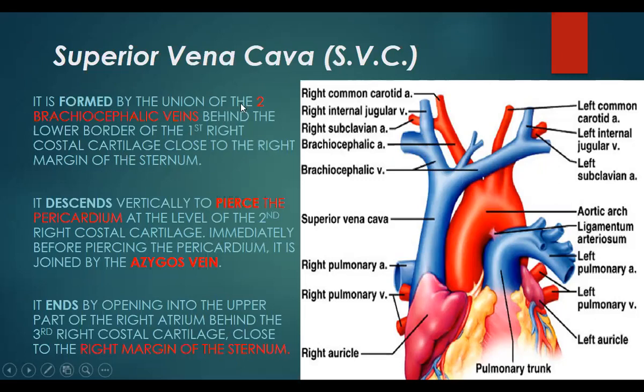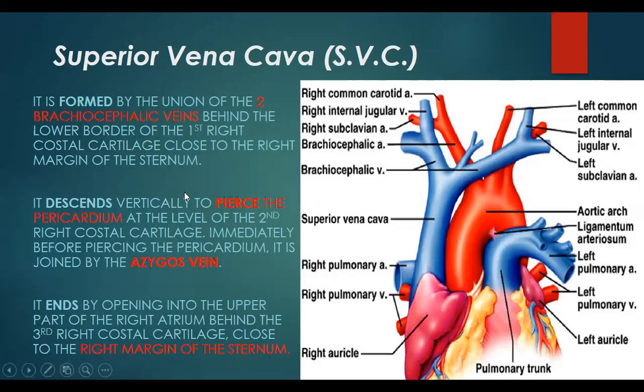So it is formed by the union of two brachiocephalic veins behind the lower border of the first right costal cartilage. So the formation of these two veins joining together to form the superior vena cava will be behind the first rib and the first right costal cartilage, close to the right margin of the sternum. So in the front will be the sternum, beside that will be the costal cartilage, then will be the first rib. So this beginning of the superior vena cava will be at the first right costal cartilage on the right side.